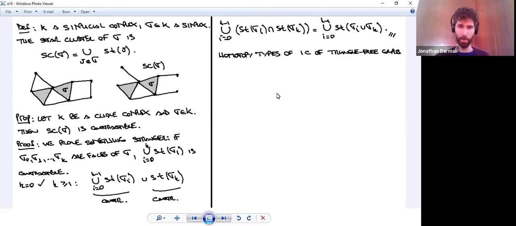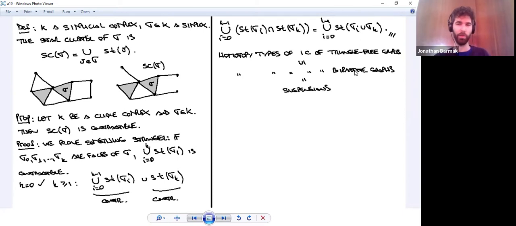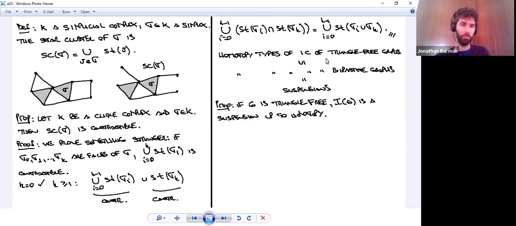And if we remember what we wanted to do, our motivation for this definition was to understand the homotopy types of independence complexes of triangle-free graphs. We know that they contain the class of independence complexes of bipartite graphs. So by Jonsson's result, these are suspensions. Okay, and we wanted to understand whether there are more examples here or not. And we will prove that no, this is in fact an equality, that the independence complex of a triangle-free graph is always a suspension up to homotopy. Okay, are there any questions?